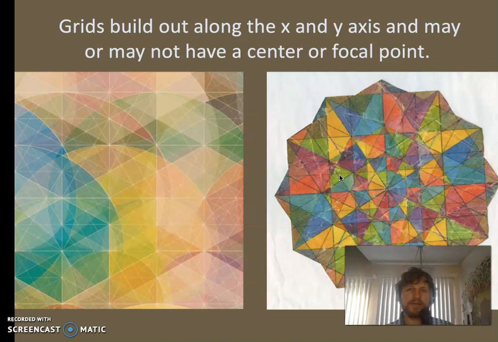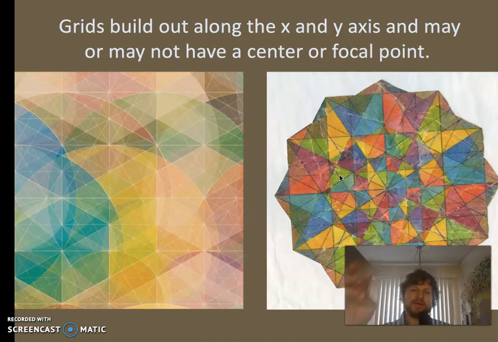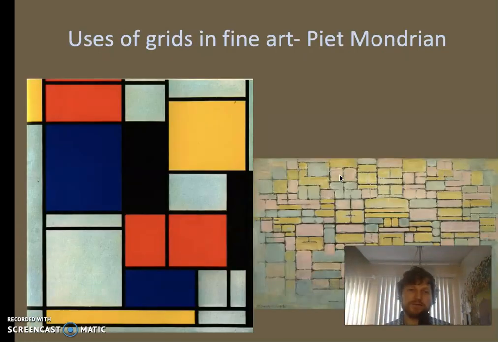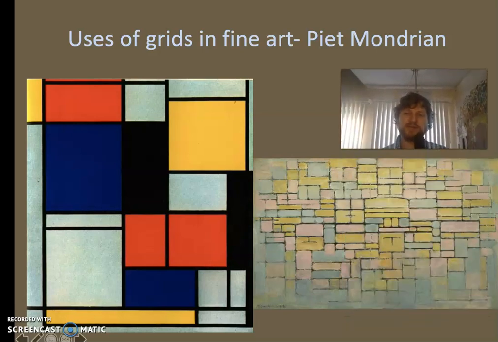Okay, so like I was saying earlier about patterns, grids are flat. They're based on the XY axis. They're not on the Z axis. They don't go into space. That would be called a matrix or something like that, where if it goes into space, or if it's three-dimensional, it's more of a structure. It's more of a matrix than a grid.